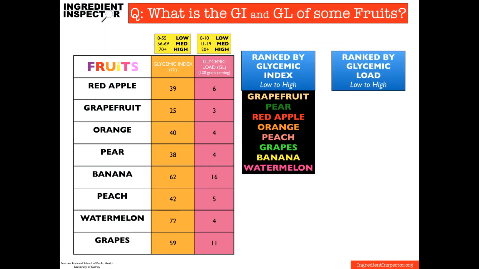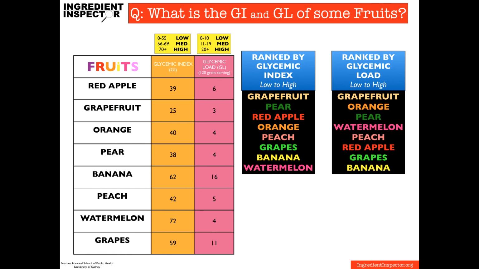But when we look at them ranked by glycemic load from low to high, we see a slightly different order. We see that the grapefruit is still at the bottom, but the watermelon has moved its position significantly. And that's the interesting point and the difference that is illustrated by viewing these things through both the glycemic index and the glycemic load. So hopefully that was helpful.